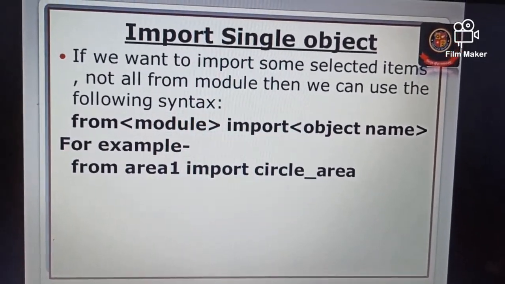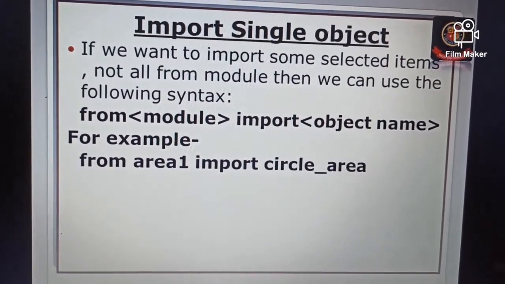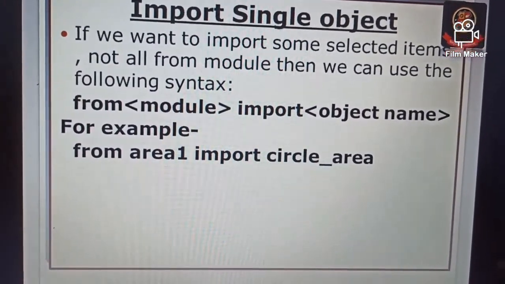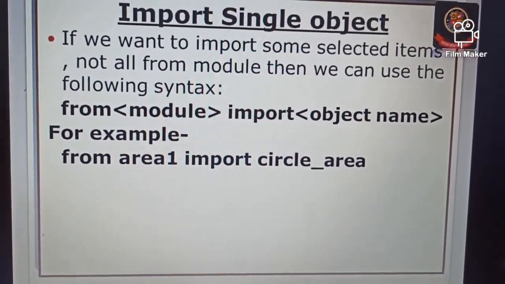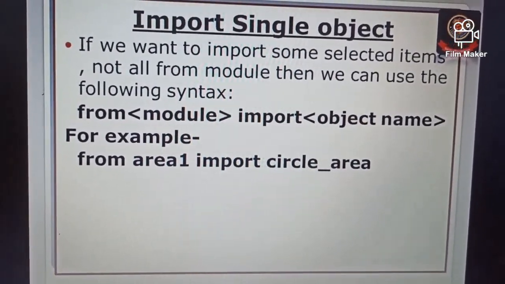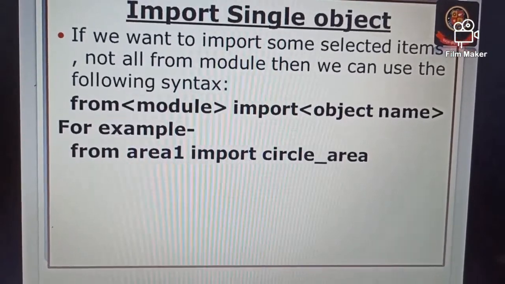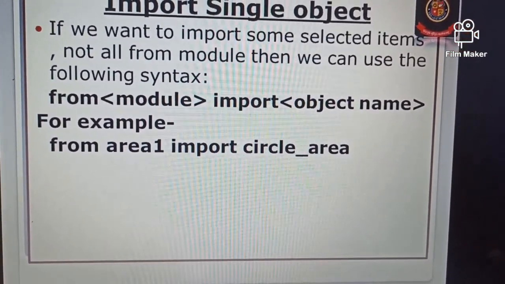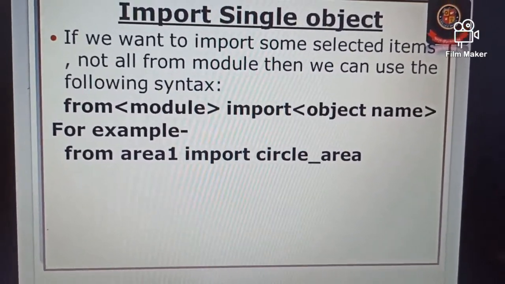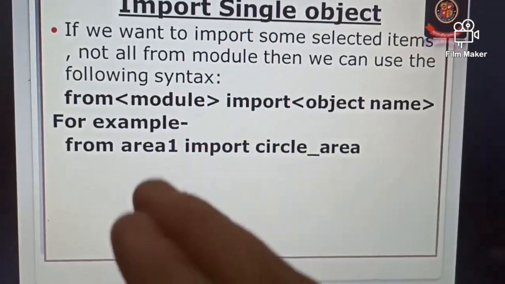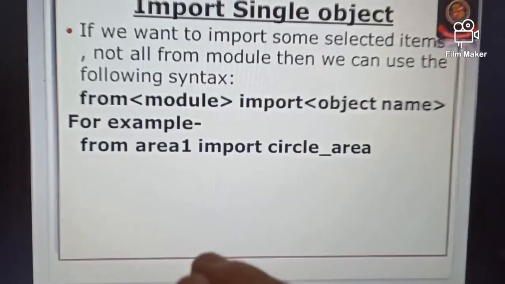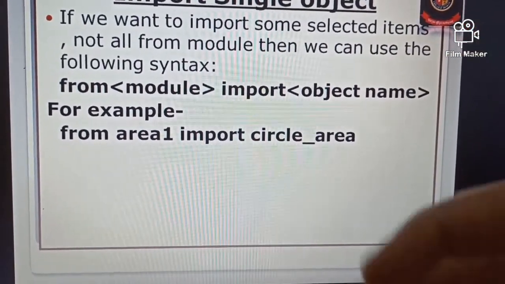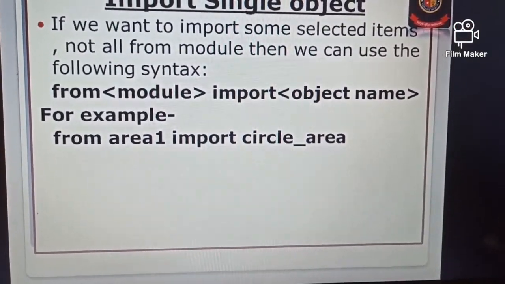So if I want to import only one function or one object from that particular module, the syntax that has been used you can see here. If we want to import some selected items, not all, from the module, then we can use the following syntax: from, then module name, then import, and then object name. As you know, I have created a module with the name area1.py. So I have mentioned from area1, which is my module name, then import, and the object that I want to retrieve or use. I have mentioned that object name, that is circle_area.